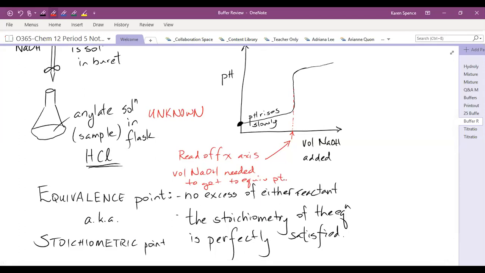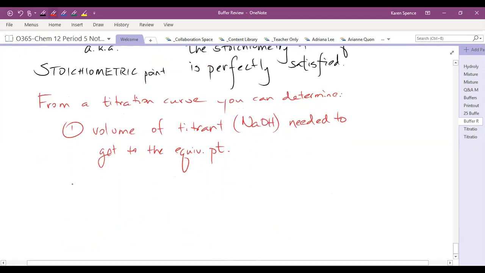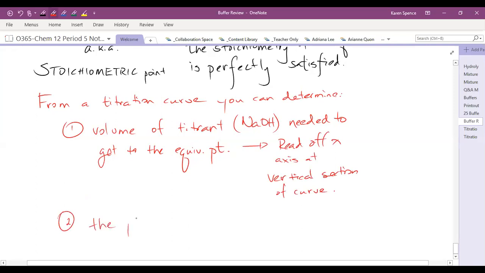So the first thing you can do is read it off the x-axis at the vertical section of the curve. The second thing you can do is, from the titration curve, determine the pH at the equivalence point.